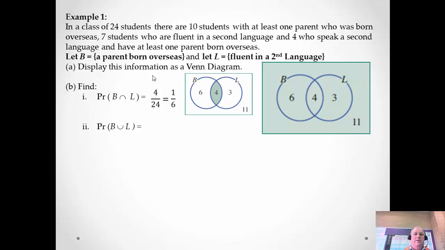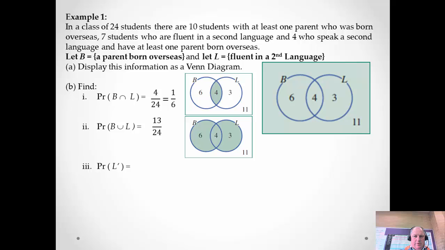The next one says probability of B union L. That means everything that's in B and L. So on our Venn diagram, it's that area we're considering. So union means everything that's in B and L. And there's 13 in total out of the total of 24.